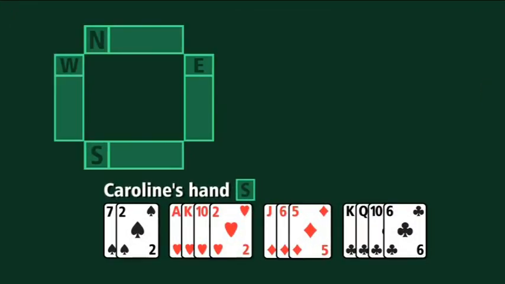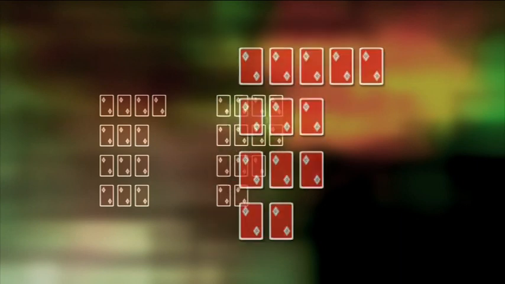First of all, let's remind ourselves what we mean by balanced. We're referring to the shape of the hand. It's a hand that doesn't contain a void, doesn't contain a singleton, and doesn't contain more than one doubleton. And there are three balanced distributions in bridge. There's the 4-3-3-3, the 5-3-3-2, and the most common one of all, and indeed the one that Caroline is holding, the 4-4-3-2.